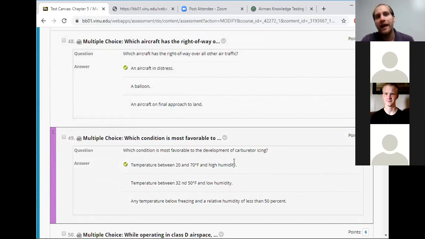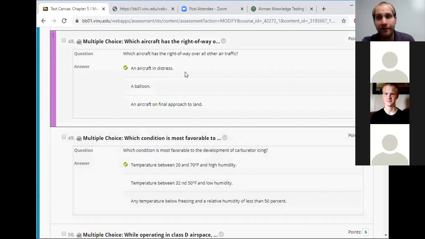Which aircraft has the right-of-way over all other aircraft? Aircraft in distress, 100% correct answer. Aircraft in distress. If there's an aircraft that has an emergency, they got the right-of-way.